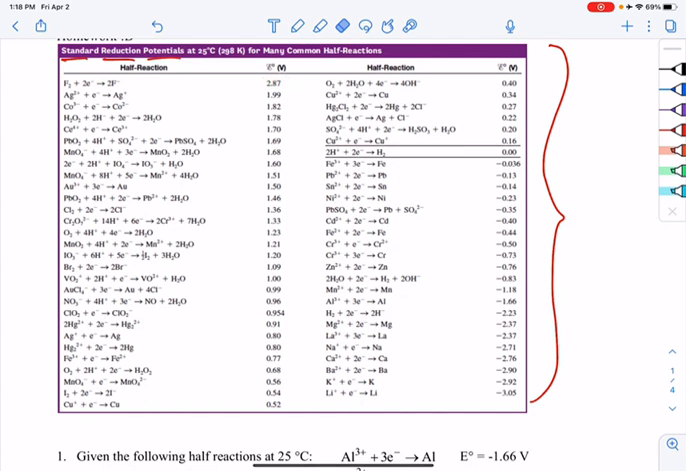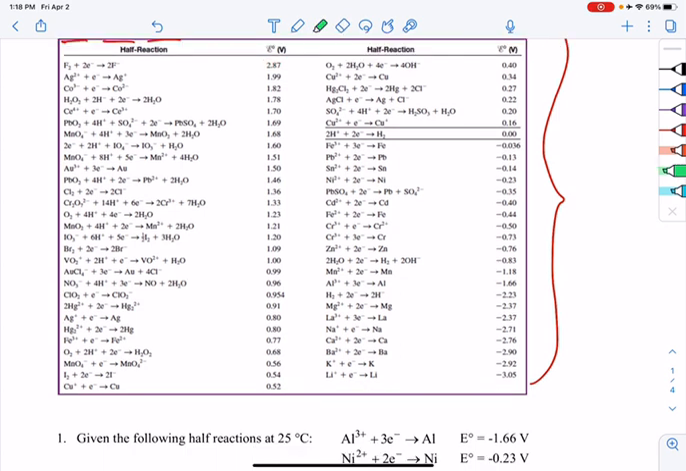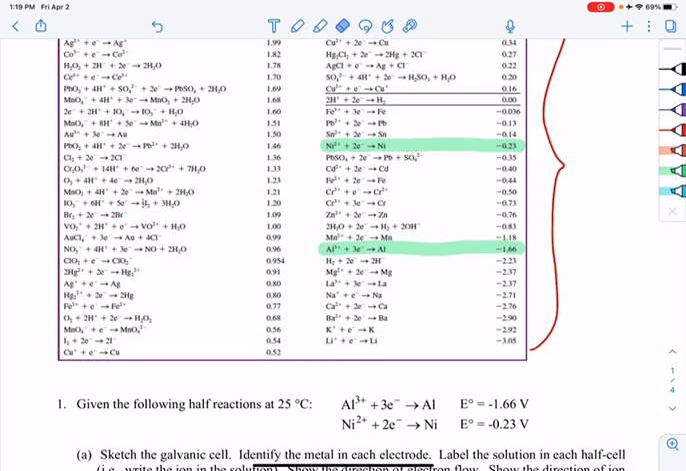So I think one of the trickiest parts about this unit is making sure you're looking at the right information. So let's find these reactions in our table. So we have the aluminum one here, and we have the nickel one here. Now I want to caution you, as an example, here is a copper one, and here is a copper one. They look very similar, but notice we're adding 2 electrons here and 1 here. So you just want to make sure you're dealing with the right reactions.